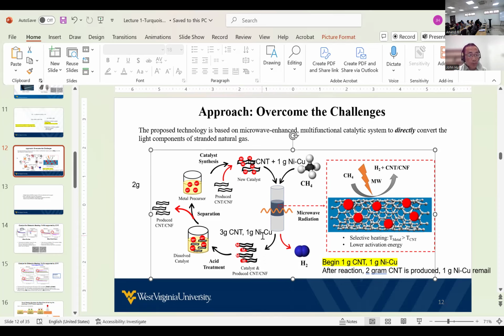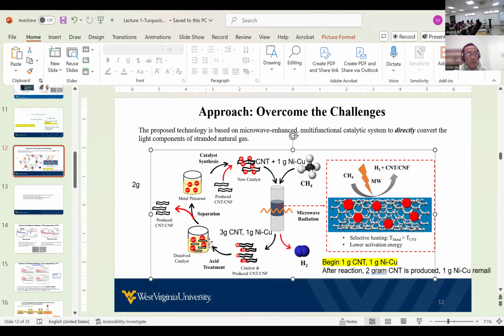I need to recover metal. Nickel copper is very important. I need to recover and then have them go back with another 1 gram CNT. But I want to not reject, and then produce 2 gram of the CNT as a product. Is that correct? So what does it mean? I mean this cycle has to go around. So beginning 1 gram CNT, 1 gram nickel copper. Out of 3 gram, I need to separate them.